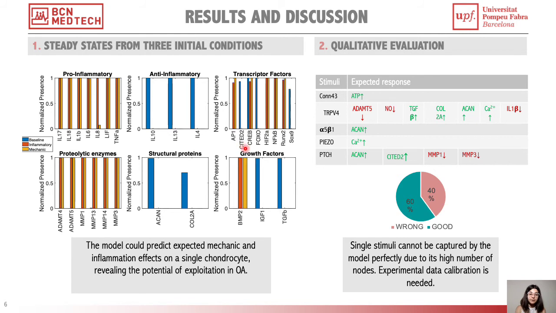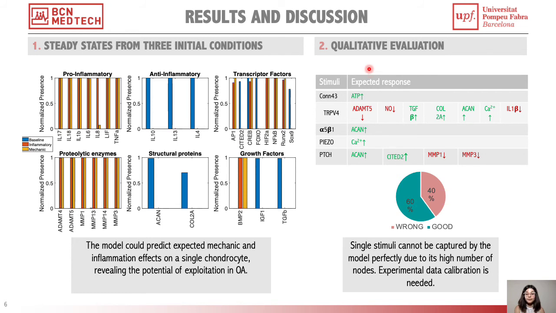And the contrary happens with NF-kappa B, RUNX2, or AP1, which are transcription factors commonly associated with osteoarthritic phenotypes, or inflammatory cells. Then we test our model against a qualitative evaluation.